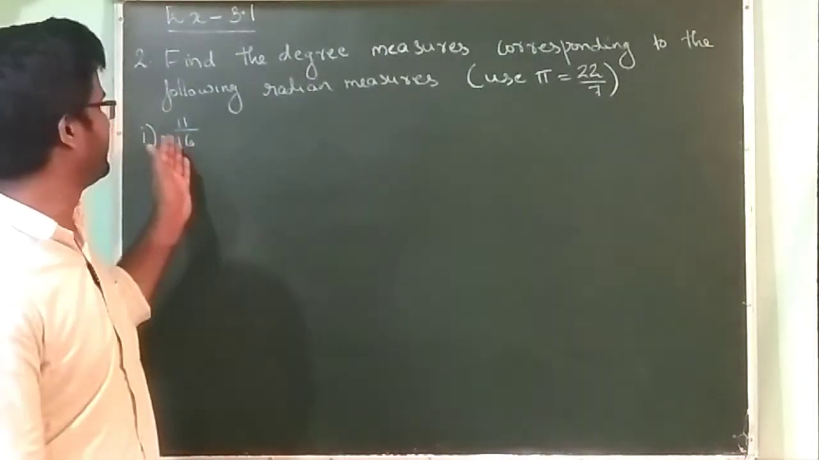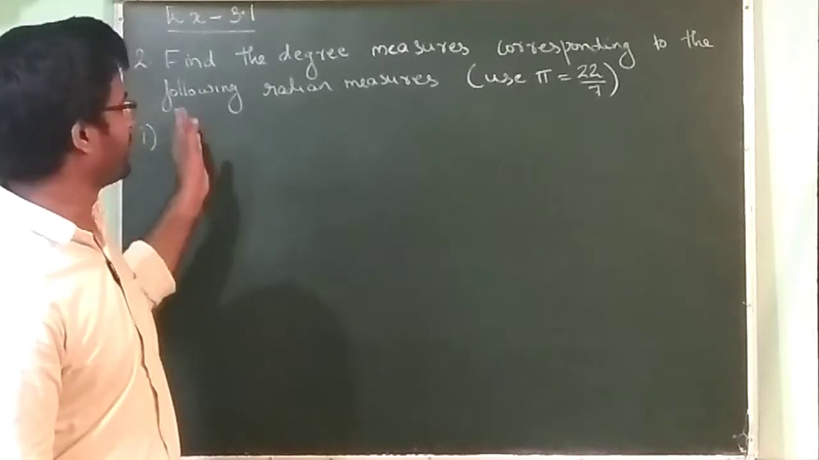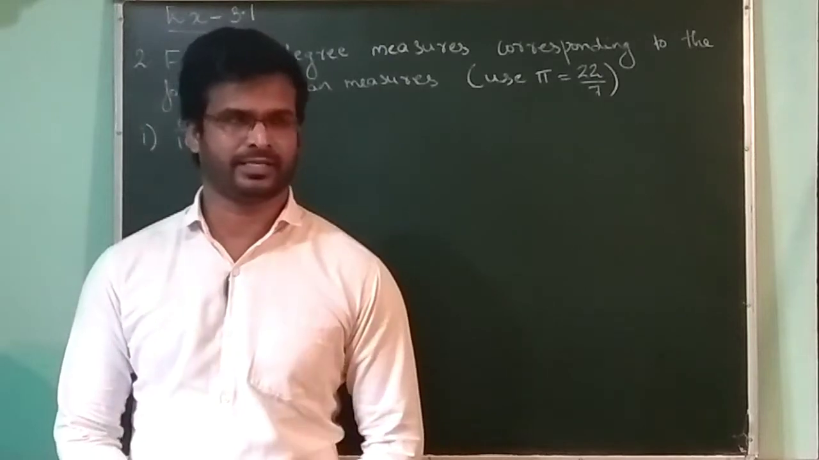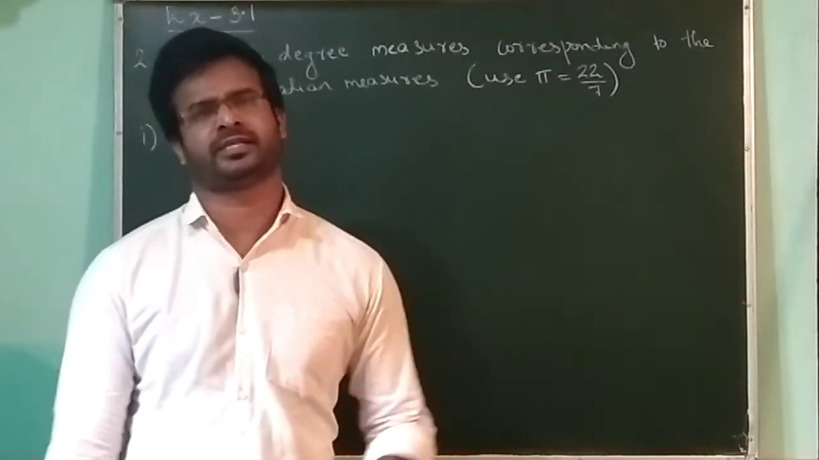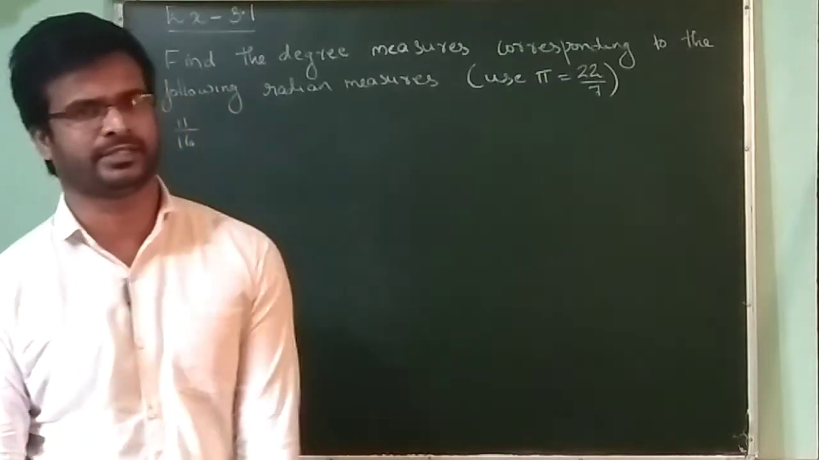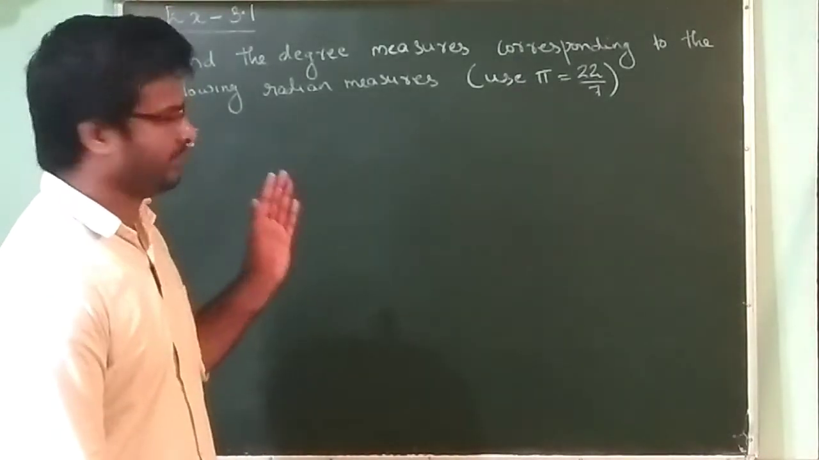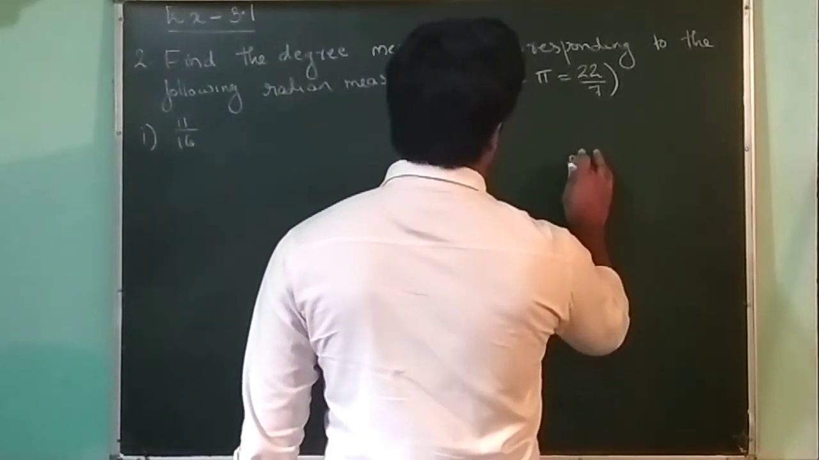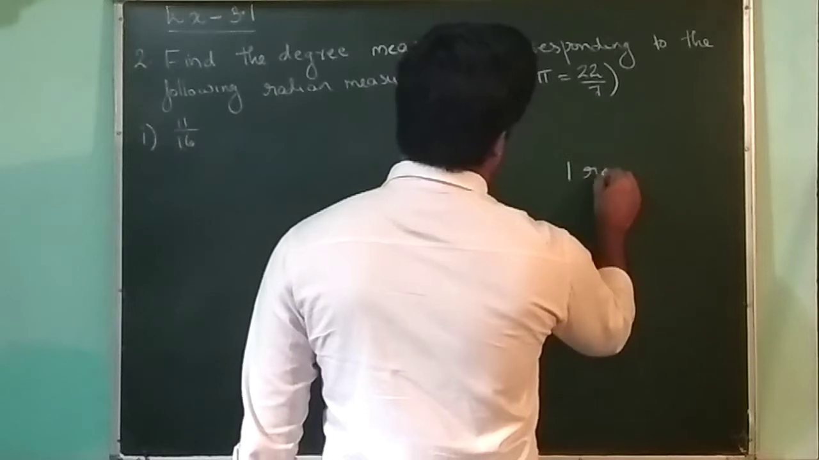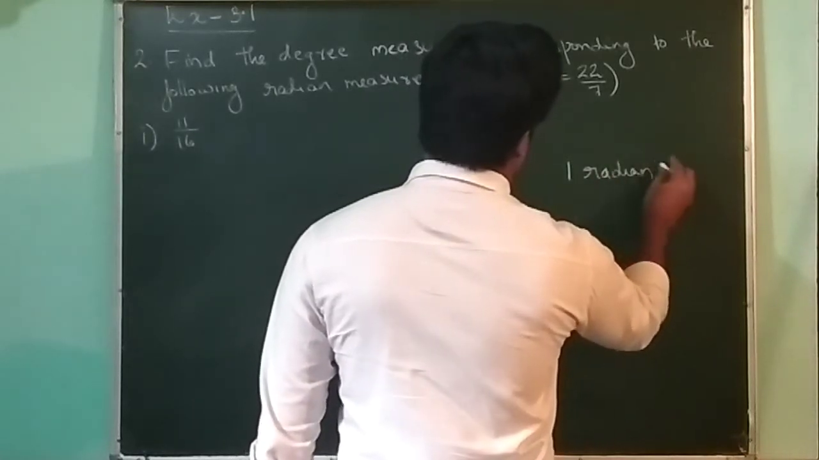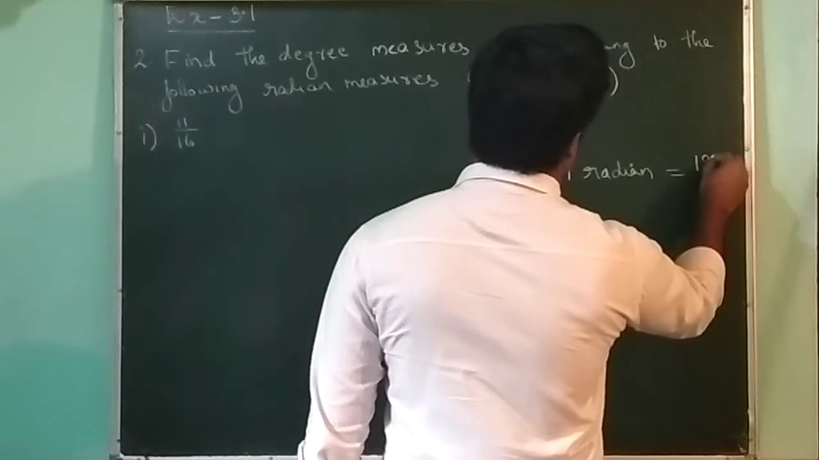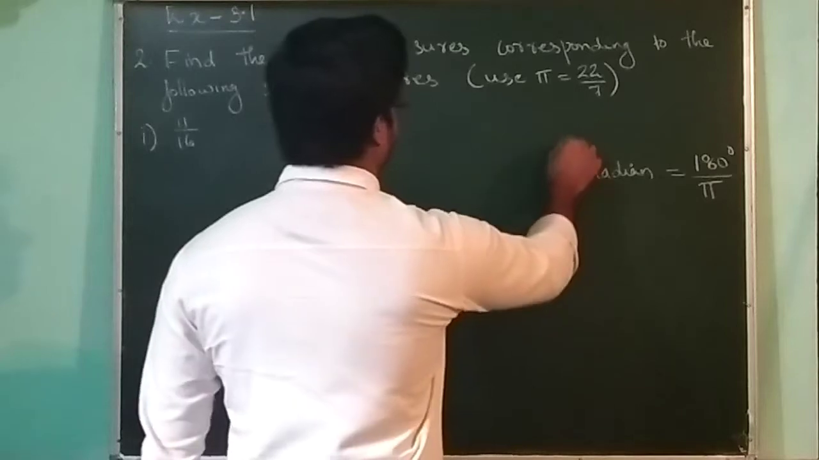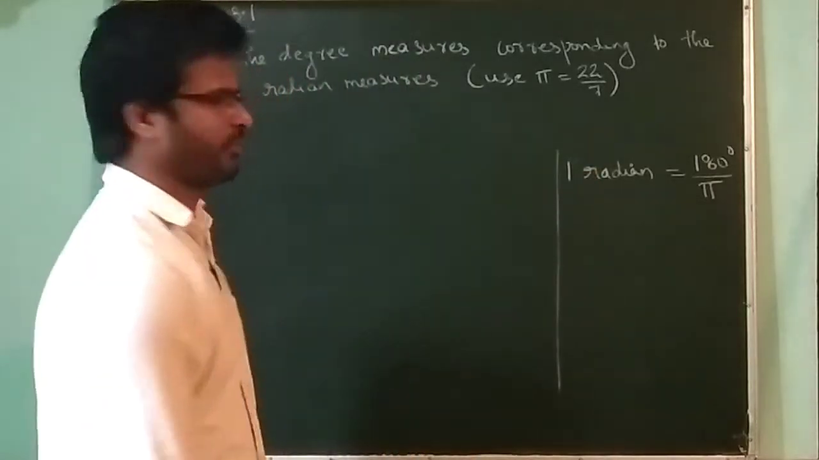In here, one radian measure is given, that is 11 by 16. We have to find out the corresponding degree measure. Then, already we have studied one formula for how to change a radian measure to a degree measure. That is, 1 radian means 180 divided by pi degree. This formula we will use.